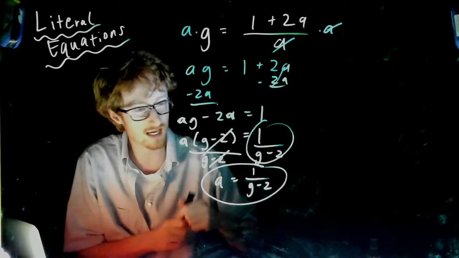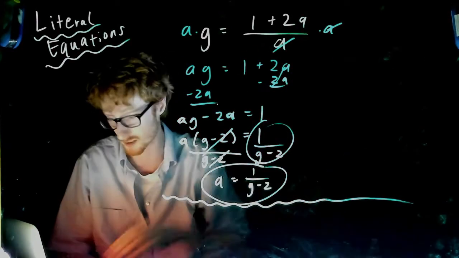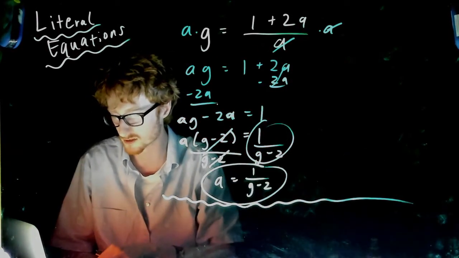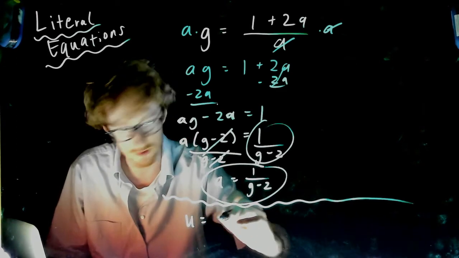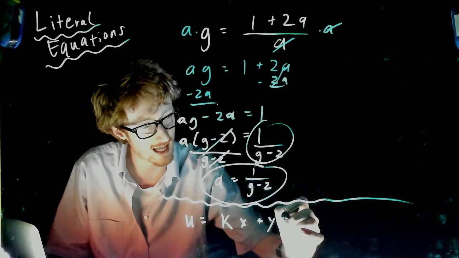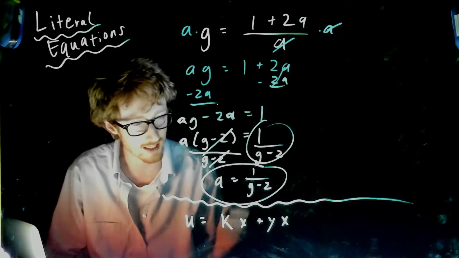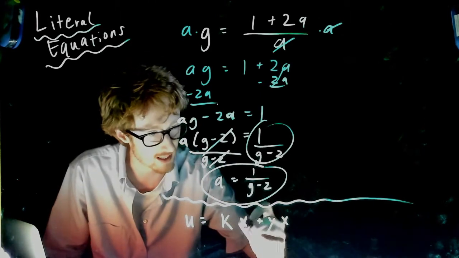All right, one last one we're going to do, and we'll close with this one. This one actually is a lot more straightforward than this. This has had a lot of moving around to it, okay? Let's do one that's a little bit more straightforward. Let's do this one. u equals kx plus yx. Right? Yeah, let's do that. kx plus yx. And we're trying to solve for x. We're trying to get this x by itself.